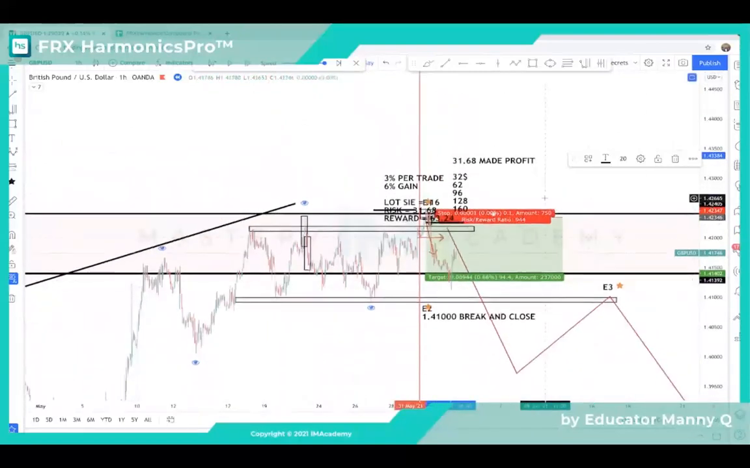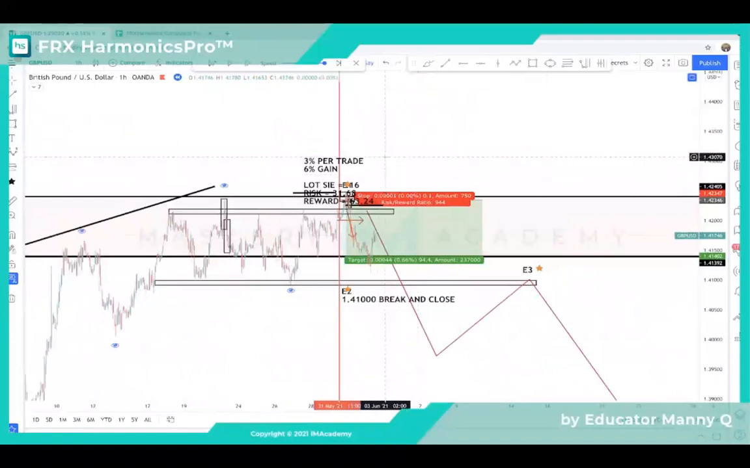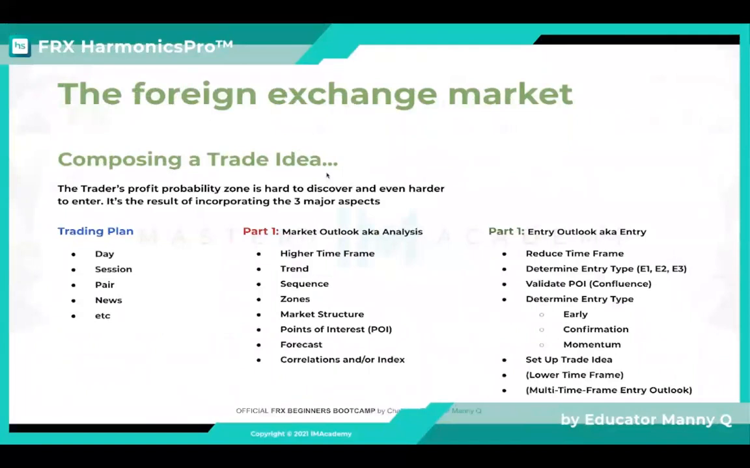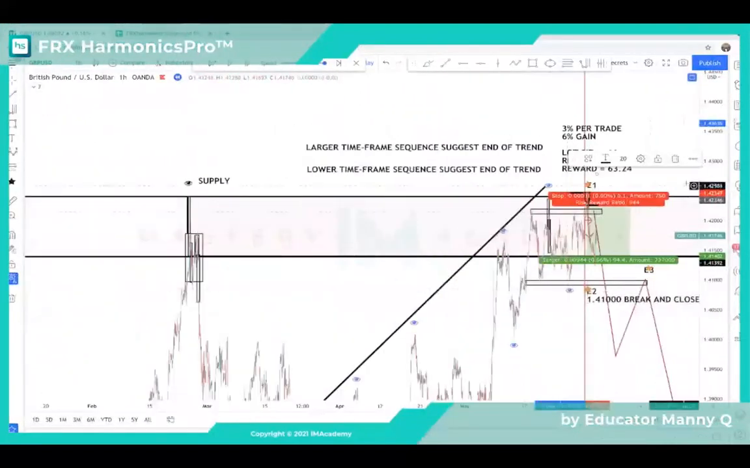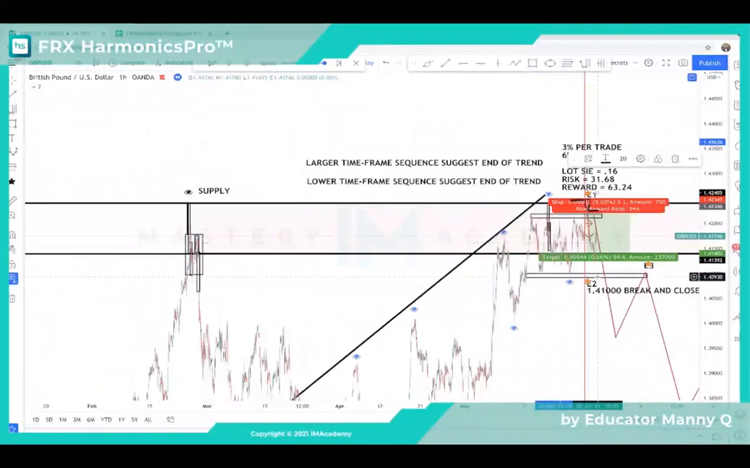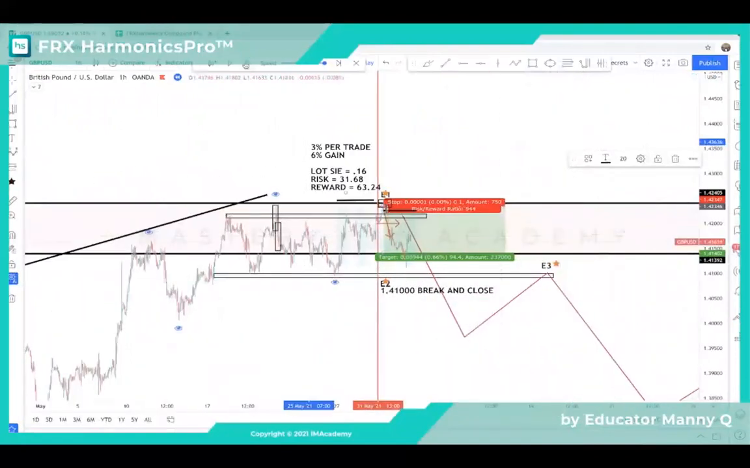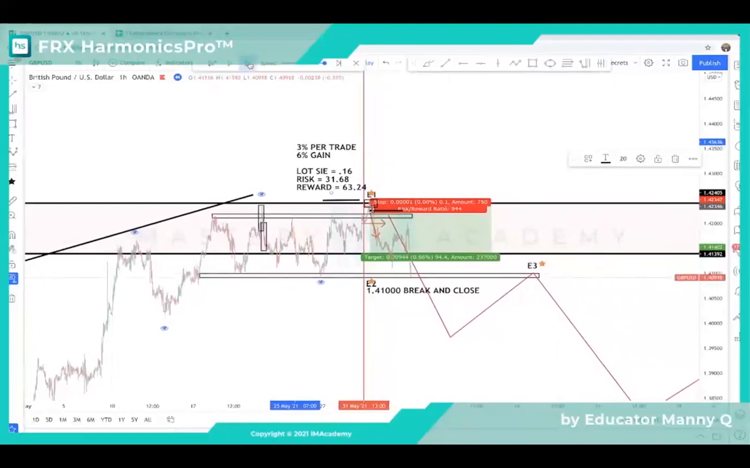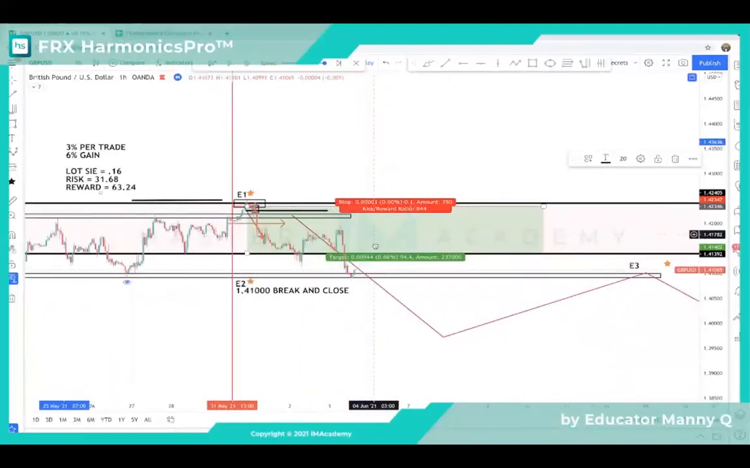All right. Anyway, I know I'm getting so deep on this, and there's so much more that I wanted to train you guys on when it comes to composing a trade idea inside of the market. But from there, again, guys, remember, you could lower your time frame, you can have a multi-time frame entry outlook, and then you can do so much. And I just wish I could be here for hours and hours doing this.